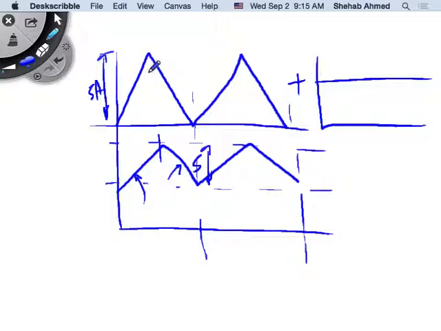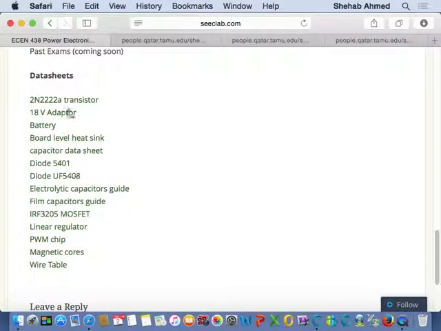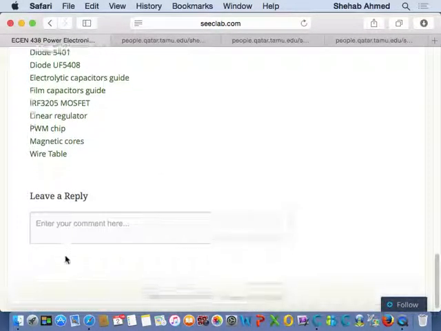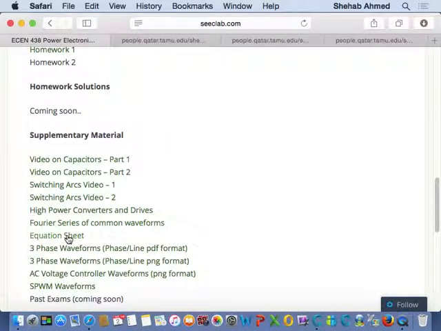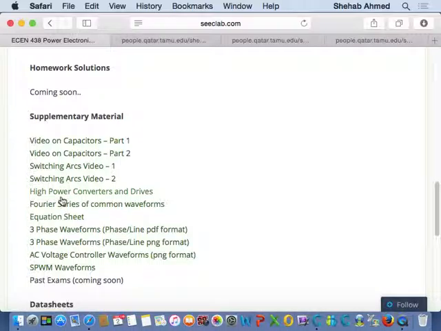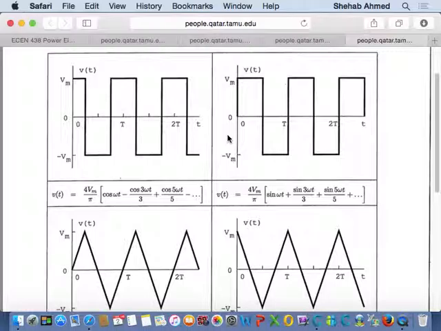And for something like that, you may have the RMS value because I will give you, for example, a Fourier series. Fourier series of common waveforms. So you'll be given common waveforms. I would not expect we will do a lot of Fourier series.